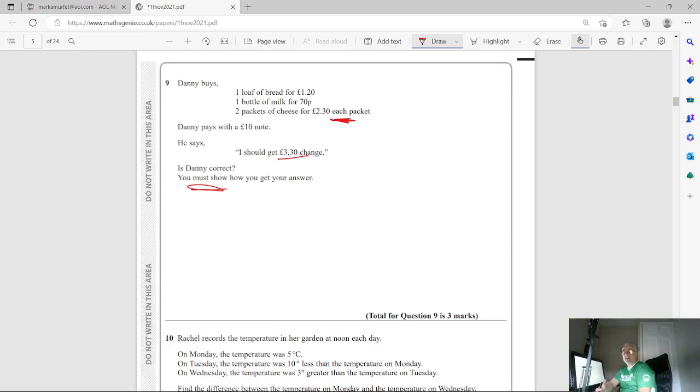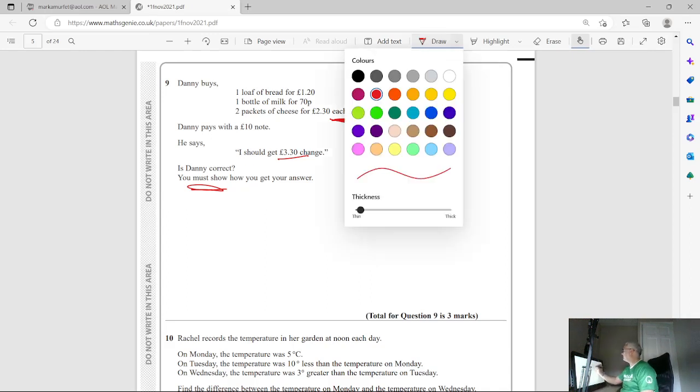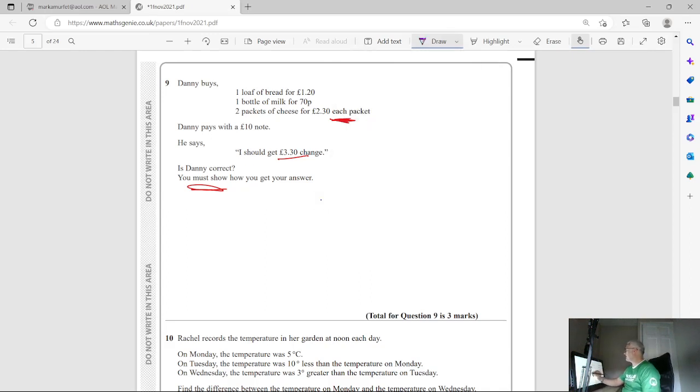So if you've got a question like this and it says you must show, if you just put the answer, you'll get no marks. You won't even get a mark for the answer if you get it right, because you must show how you've got your workings. So let's see where we go. I've got 1 loaf of bread, £1.20. I've got 1 bottle of milk, 70p. I've got 2 packets of crisps for £2.30 each.